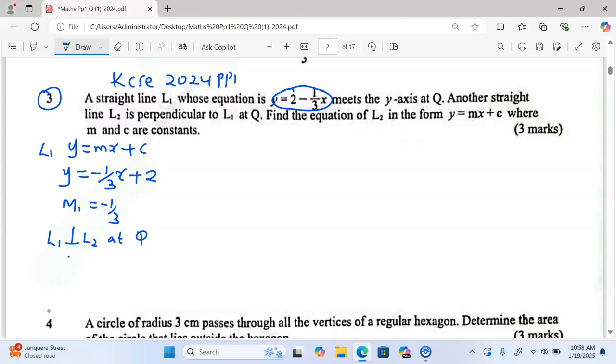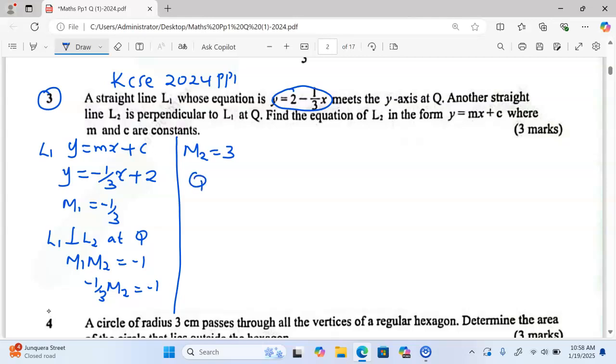For perpendicular lines, we know m1 multiplied by m2 will give us negative 1. m1 is negative a third. We multiply by m2 and this one gives us negative 1. If you divide by negative a third on both sides, m2 is going to be positive 3. From here now we can get the coordinates of point Q.